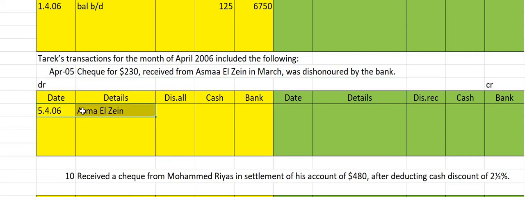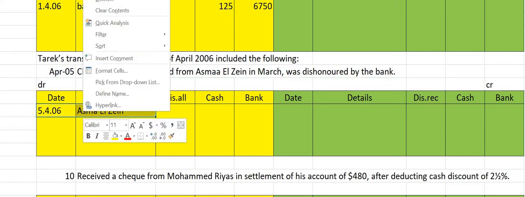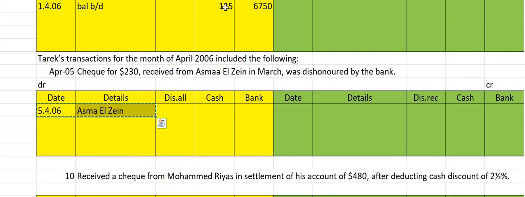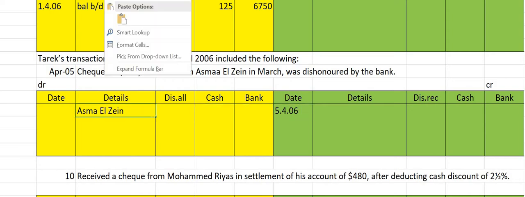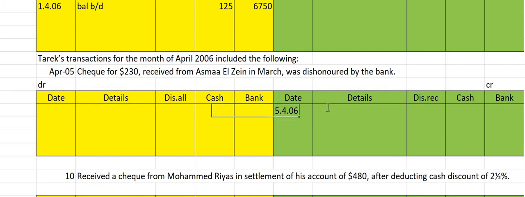Now we cannot enter this on the debit side. Why? It says dishonored. So let's enter it part by part. We'll remove it from the debit side. And we are going to enter it on the credit side because it says that it was dishonored. So when it is dishonored, you enter it on the credit side. Maybe you received this cheque a long time back, right? Now this cheque was returned. So you enter it in which column? Bank column as 230.